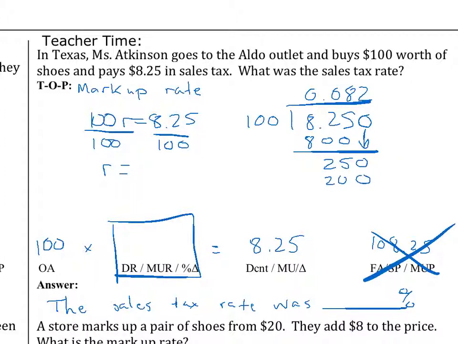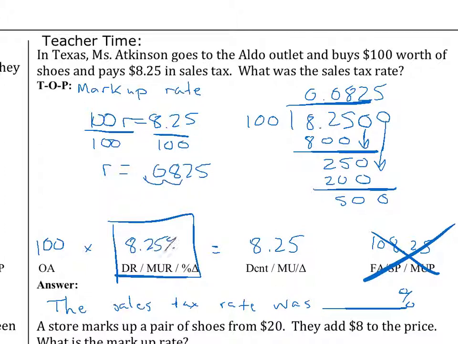It's 200. And remember I said I want you to go out to that 4th decimal place, so you can round from there. But we're really lucky here. We actually get a number that stops at that 4th decimal place, so we don't have to round. 0.0825. Move the decimal 2 times. That is 8.25%. 8.25% sales tax.